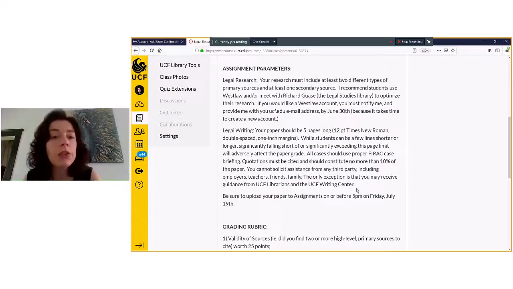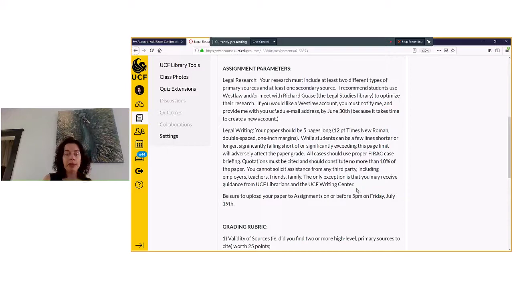You do need to use at least 2 different types of primary sources and at least 1 secondary source. Keep in mind, primary sources are case law, statutes, and constitutions. There's some exceptions, but basically those are the 3 types of primary sources. Secondary sources are basically everything else, okay? If you cite a newspaper or a journal article or scholarly writing, that's great, but that is your secondary source.